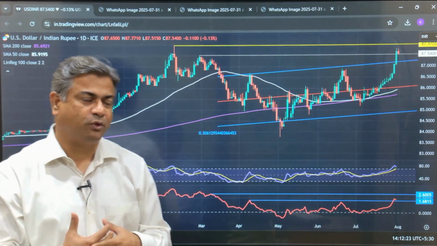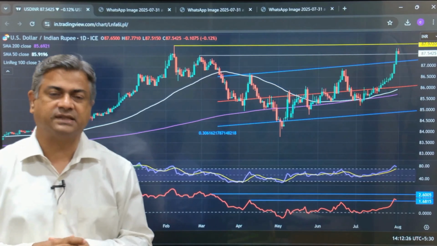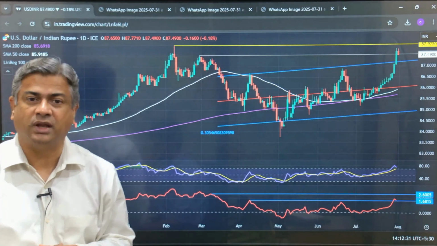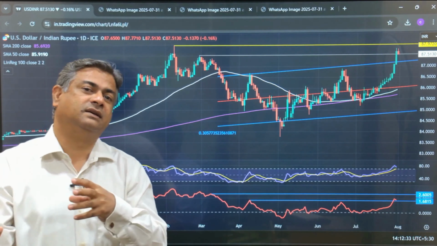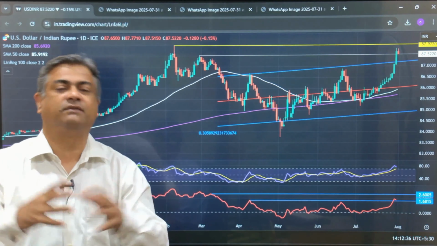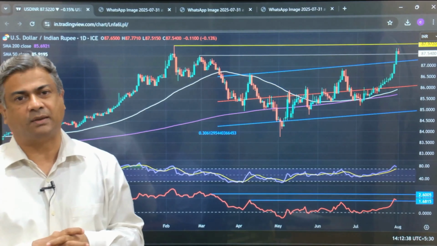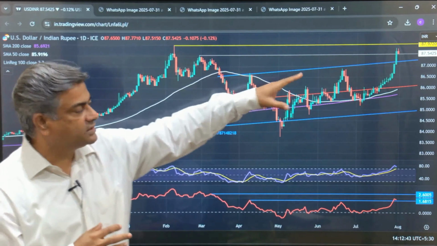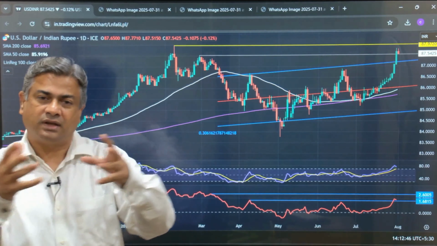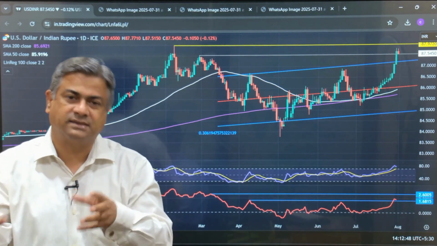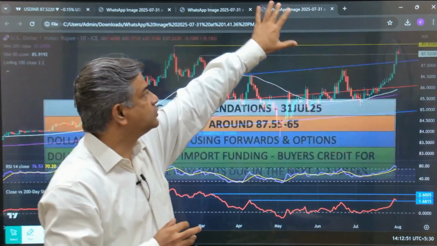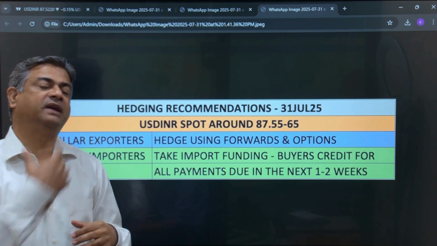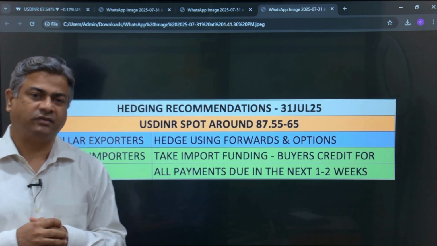So if you're taking an import funding at, let's take 87.50, 60, and in a month or so the prices cool off, which most probably it will, then at 86.50, 86, those levels you can look to hedge your liabilities. So you avail your funding when the prices are at high levels, 87.50, 60, and when it cools off and comes to 86.50, then you can look to hedge your payables. So you are not feeling the pinch of paying such high prices for every dollar.